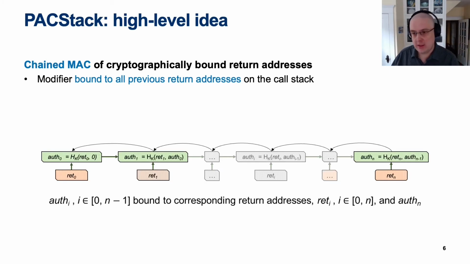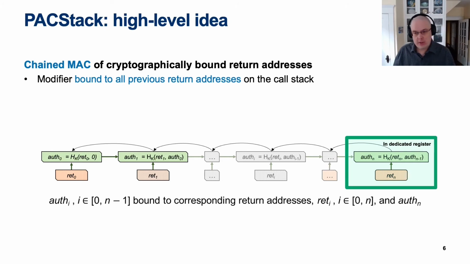So in practice, the chain would look something like this. On the left here, you see what would happen in the first function call, where we just bootstrap, in a sense, the chain with one value, 0 in this case. And then all subsequent return addresses and authentication tokens are generated by using the previous one as a modifier.